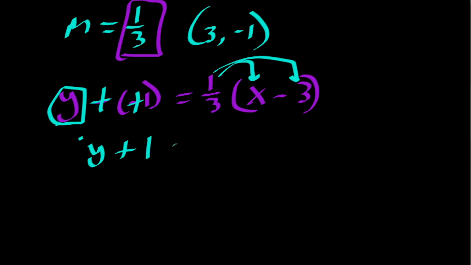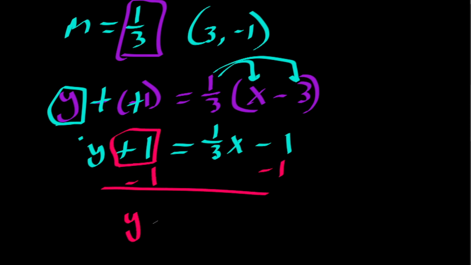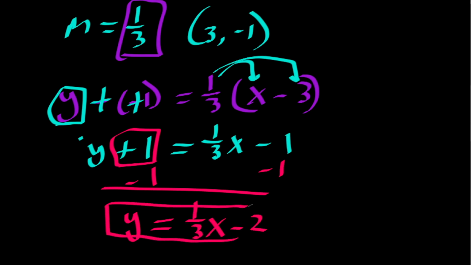So y plus 1 equals 1/3 x minus, let's see, 1/3 times 3, that would just be 1. All right, so then how would we isolate y? We would subtract 1. So then our equation for our line would be y equals 1/3 x minus 2. That would be the equation of a line that's parallel to, I can't even remember, whatever line they gave us at the beginning. All right, so now let's look at a few more examples.